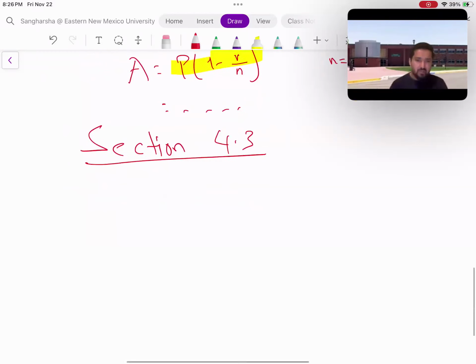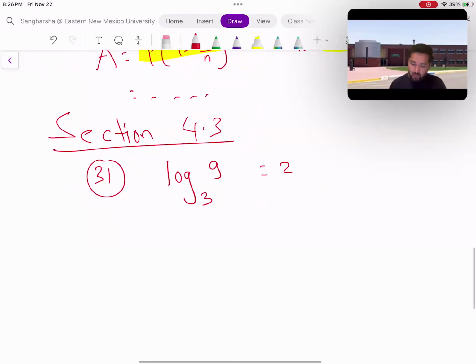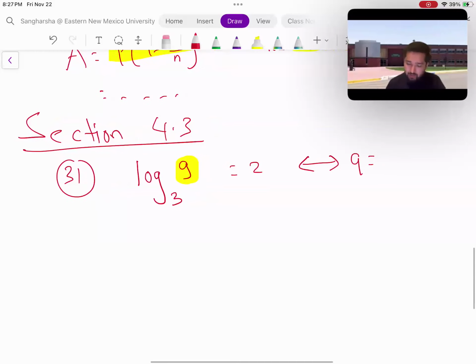Okay, so let me do one. So in 31, we are given log of 9 to a base 3 equals 2. So to convert this into exponential statement, you just write down whatever you have with the log. So we have 9. So 9 equals, the base remains the same. So we have base 3. So you will have base 3 on the right side. And whatever you have on this side, right side, will be the exponent. 9 equals 3 squared.